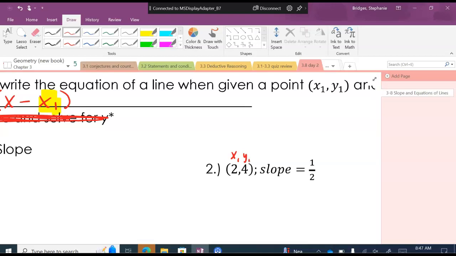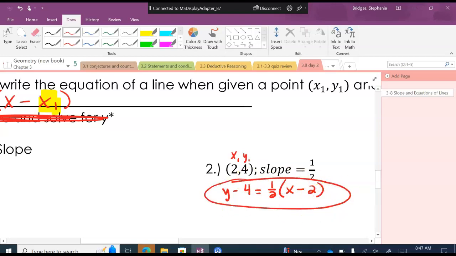What would it look like? Y minus what? 4. Y minus 4 equals, what's my slope? 1/2 times x minus 2. Okay, all we did was plug in that ordered pair and the slope, and we were good.